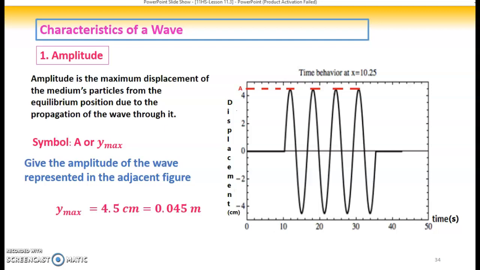Let's check the scale here. From 0 to 2, there are 1, 2, 3, 4 subdivisions, and it is equivalent to 2. So 2 divided by 4 in order to find the value of each subdivision. 2 divided by 4 is 0.5. That's why every subdivision is 0.5 centimeter, and thus the amplitude here is 4.5 because it is indicated on one subdivision above 4.